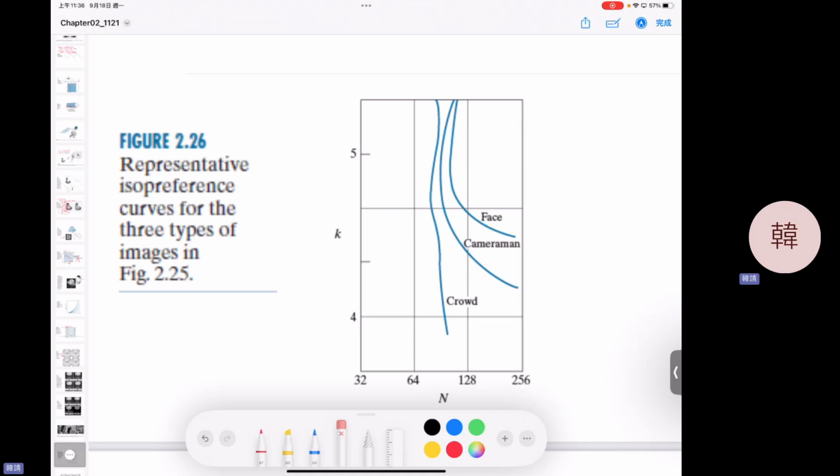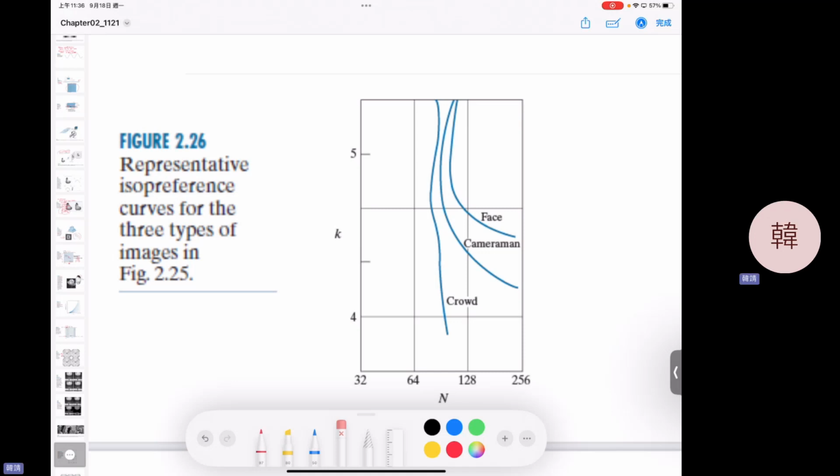Then they try to show the isopreference of each image, and the result comes out like this. You can see when your image becomes simpler, select this curve. When your image is in between, select this curve. When your image is very complex in detail, select this. The isopreference will look like this. So how do we explain the result of this experiment?